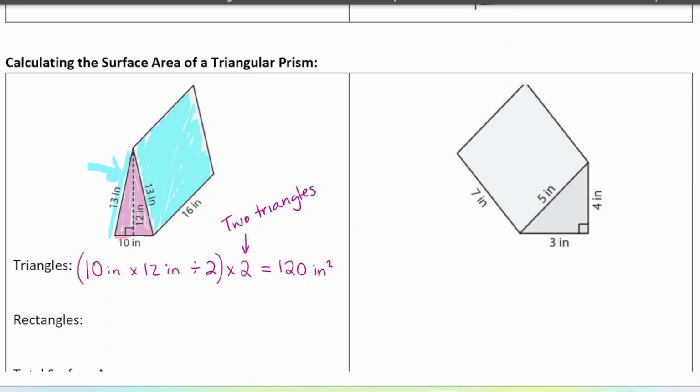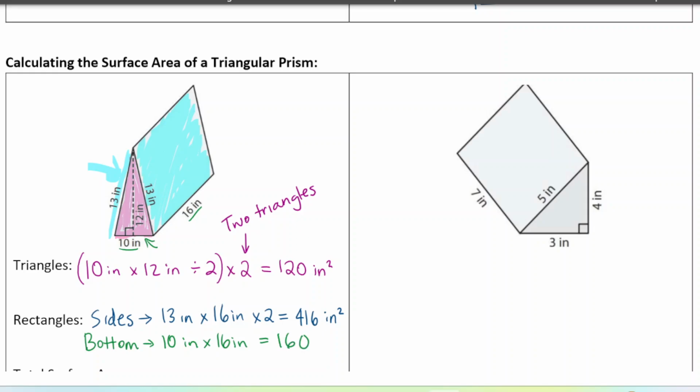So let's do those ones first. I'll call them the sides. 13 inches by 16 inches, and there's 2 of those. And so 13 times 16 times 2 is 416. And then there's one on the bottom that I can't see. The one on the bottom is going to be 10 by 16. And that's 160 inches squared.